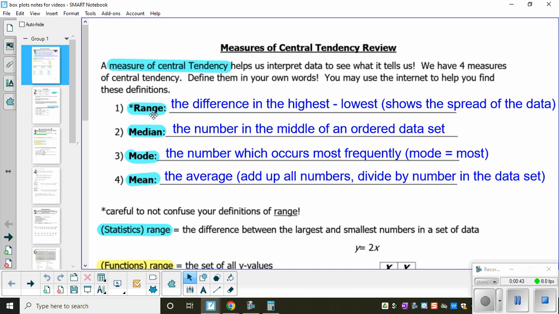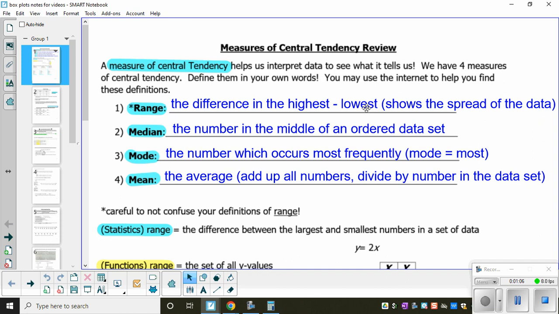So the first word here is range, and that's just the difference in the highest and the lowest numbers. So you find the highest, the biggest number that you see in the data set. You just subtract the smallest number you see in the data set, and that essentially gives you the spread of the data. If the range is a big number, it lets you know the data is really spread out. If the range is a small number, that means the numbers are really close together and they're really consistent.